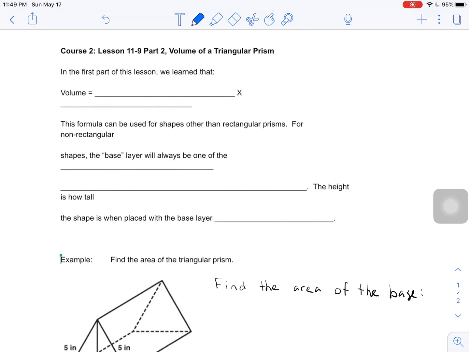In the first part of this lesson, we talked about how to calculate the volume of a rectangular prism. Volume got introduced to you to review, because it's going to come into play today, as the size of the base layer times the number of layers.